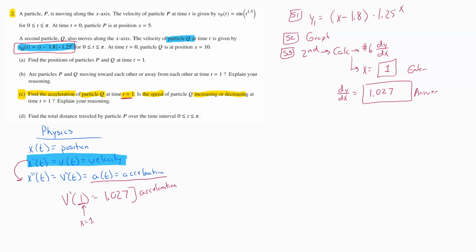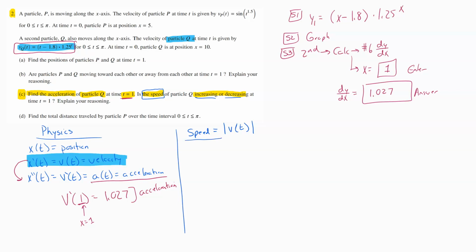Now what we want to do is answer the second part of this. The second part of this problem is talking to us about the speed of the particle and whether or not it's increasing or decreasing. Speed is technically the absolute value of velocity. It's slightly different than velocity.